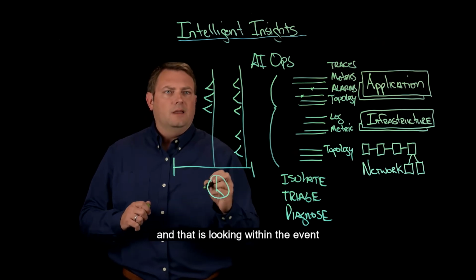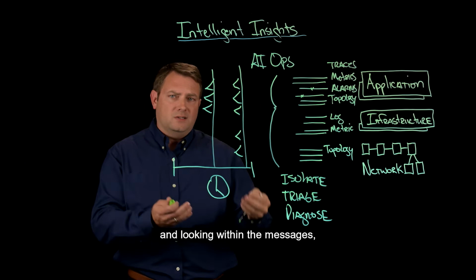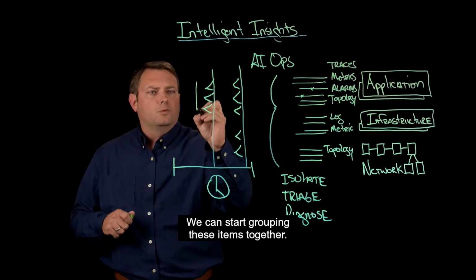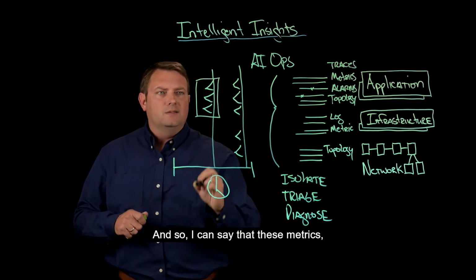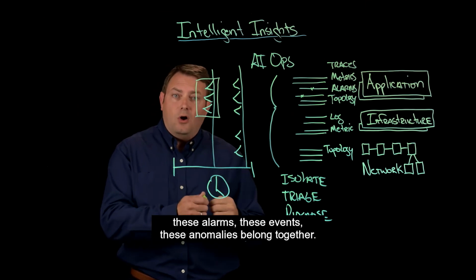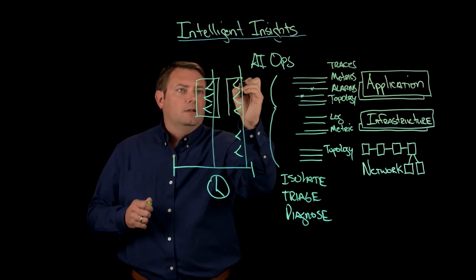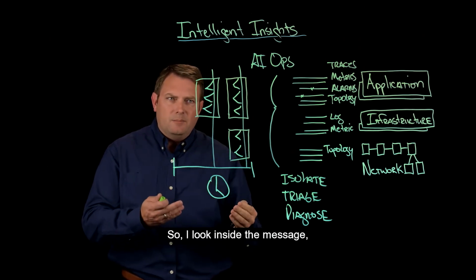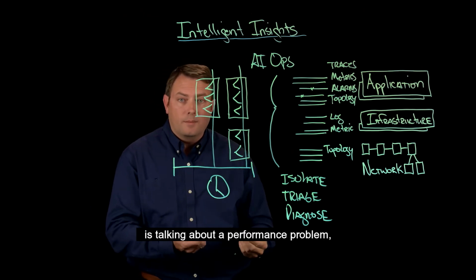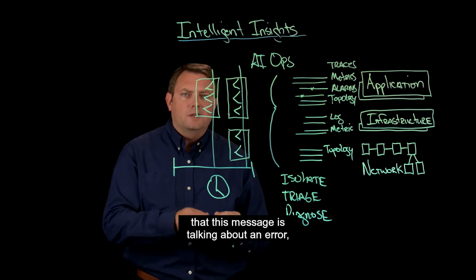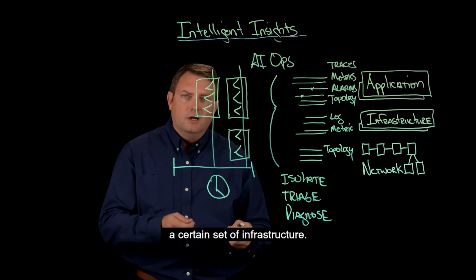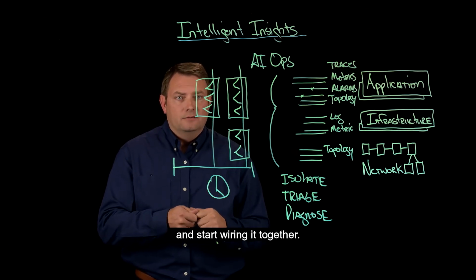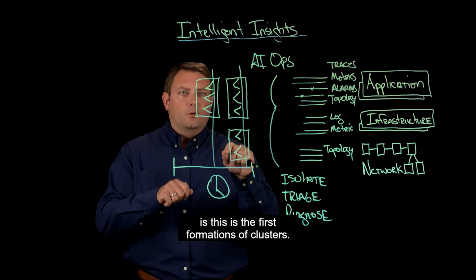And that is looking within the event, looking within the messages and looking at the context of the message. And so we can start grouping these items together. I can say that these metrics, these alarms, these events, these anomalies belong together. As I start grouping these together, we're actually clustering them. I look inside the message, I can see that this message is talking about a performance problem, that this message is talking about an error, that this message is talking about a certain set of infrastructure. I can start taking that important information out automatically and start wiring it together. And so what we see here is the first formations of clusters.